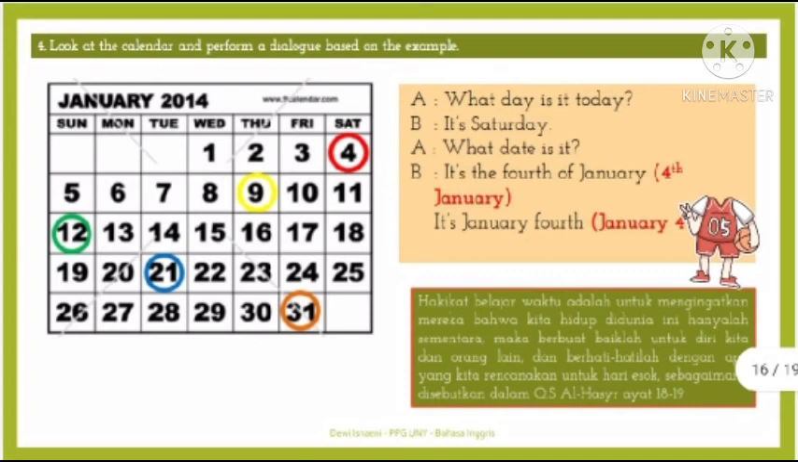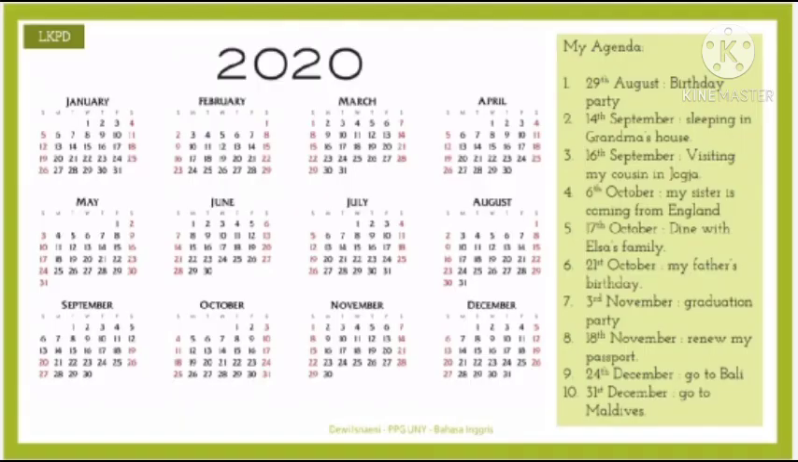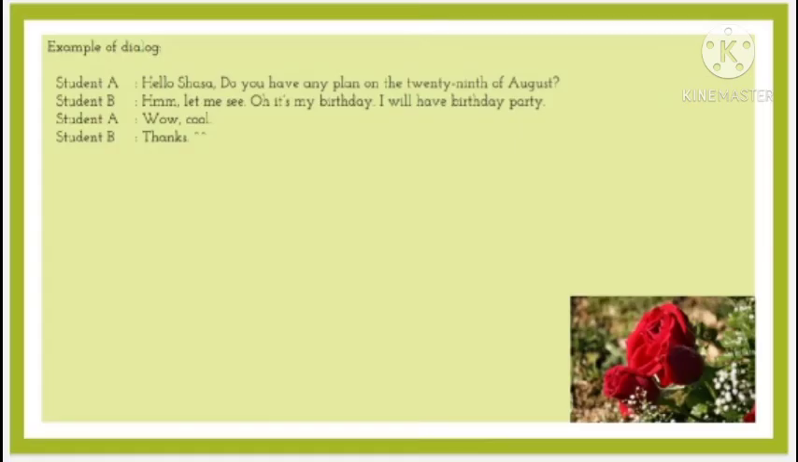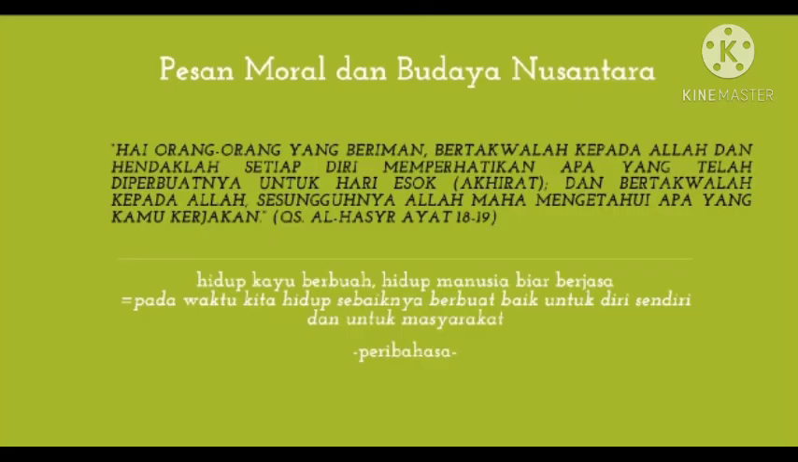Just perform a dialogue with your partners for the calendar of the dates. And to make you practice more, please perform dialogues with your partners based on the information on this agenda. The example of the dialogues will be shown in the next slide. Here is the example. Please make sure that you record your dialogues and submit them to me by the end of this month. And this is our value for today.